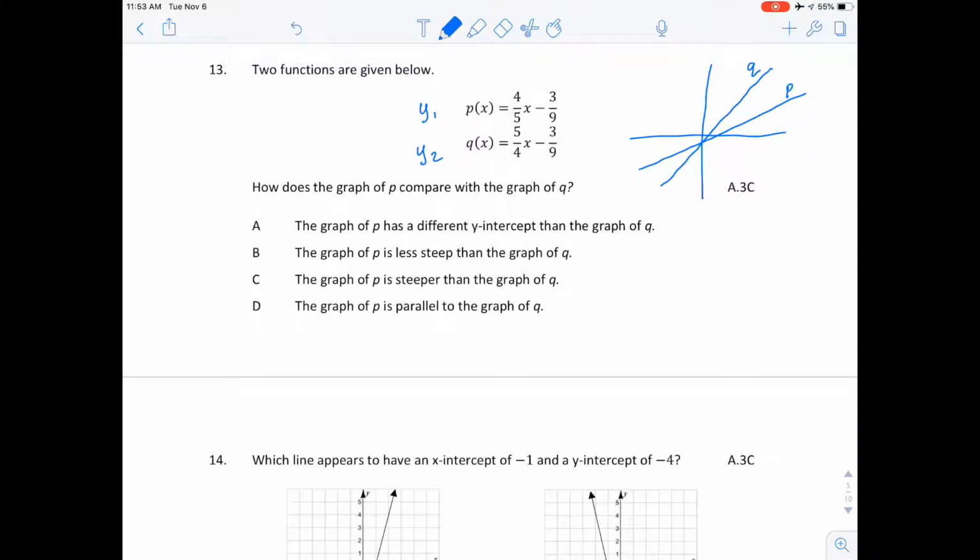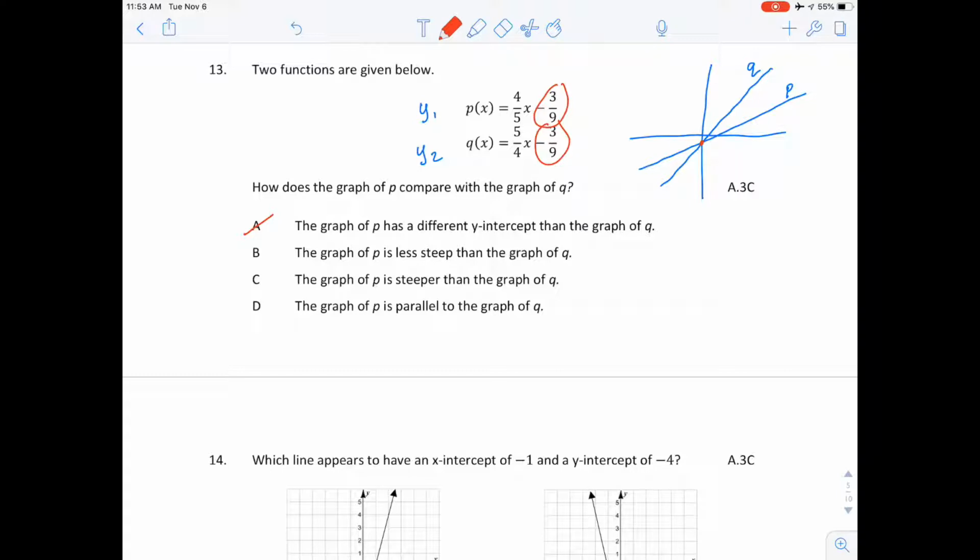All right, so now let's go through our answer choices. It says the graph of P has a different y-intercept. Well, the y-intercept of both of them is negative 3 over 9, which we could tell from our equations up here, right? So that's not true. They have the same y-intercept, not different ones.